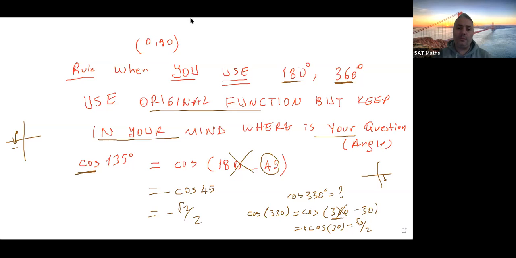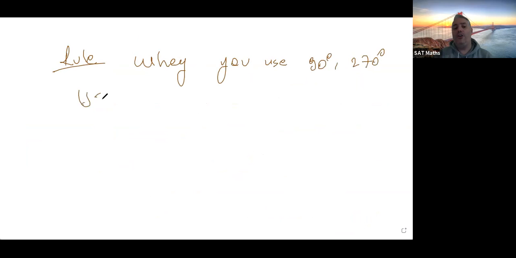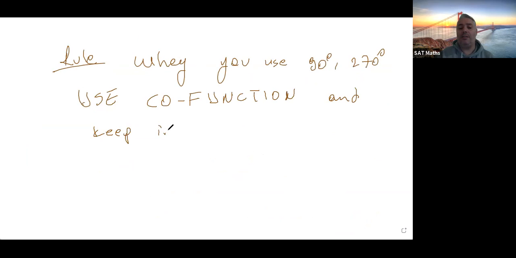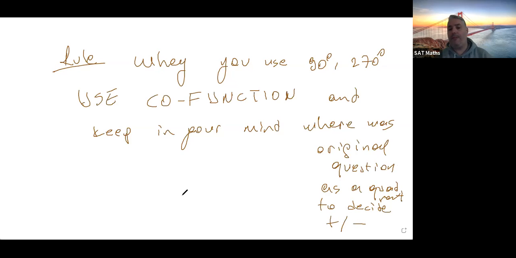Now the second rule, actually similar to this. When you use 90 degrees or 270 degrees, use the cofunction, and keep in your mind where was the original question as a quadrant to decide plus or minus. What does it mean?